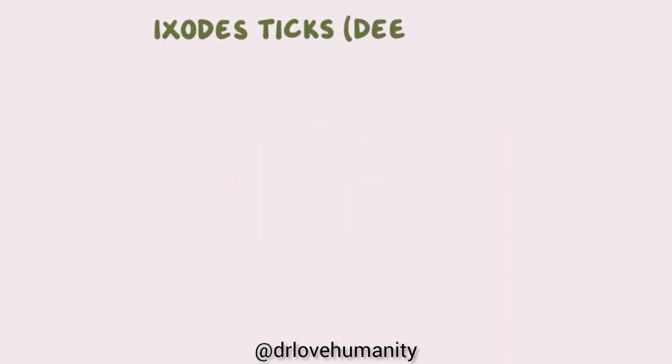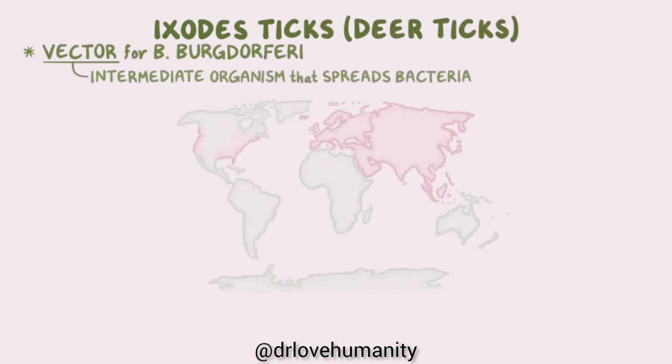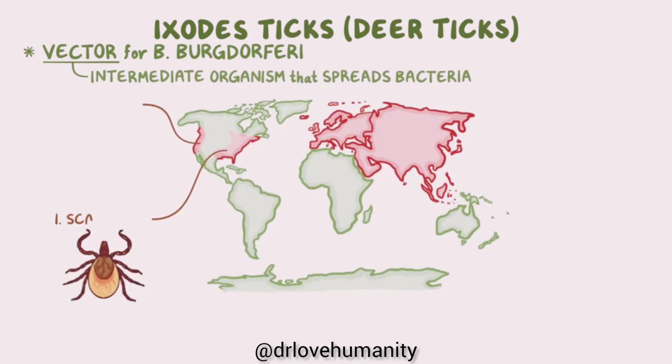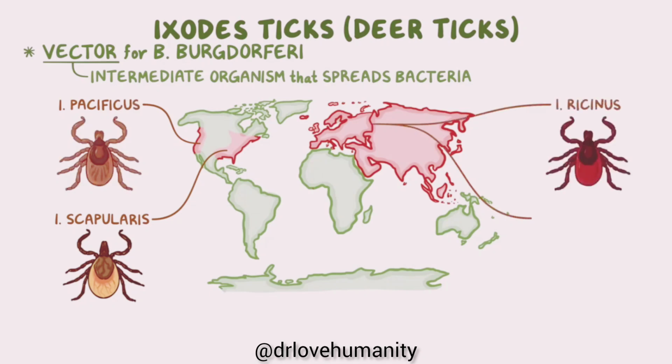Hard-shelled Ixodes ticks, or deer ticks, are the vector for B. burgdorferi, meaning they're the intermediate organism that spreads the bacteria. In the Northeast and Midwest USA, I. scapularis, the black-legged deer tick, is the main vector, while on the Pacific coast, it's I. pacificus, the western black-legged tick. In Europe and Asia, I. ricinus and I. persulcatus are the primary vectors.